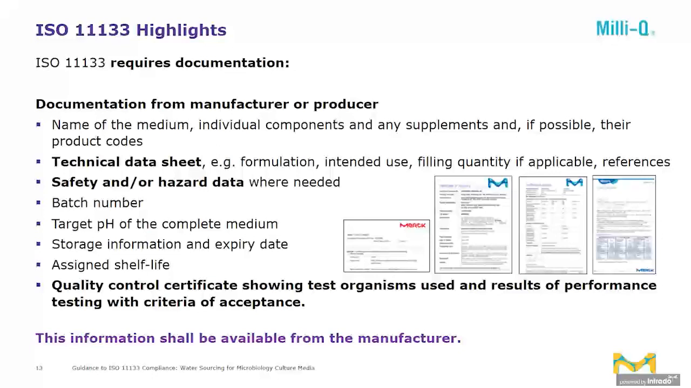Of course, ISO 11133 also requires documentation. It requires a documentation from the manufacturer or producer, including the name of the medium, individual components and any supplements, including, if possible, their product codes, technical data sheets, including formulation, intended use, filling quantity, if applicable, and references. Of course, safety and or hazard data sheets, batch number, the target pH of the complete medium, the storage information and expiry date, the assigned shelf life, and a quality control certificate showing test organisms used and results of performance testing with criteria of acceptance. This information altogether shall be available from the manufacturer.